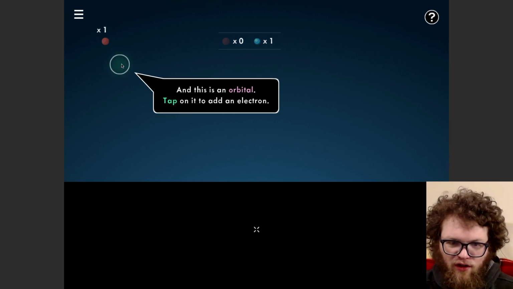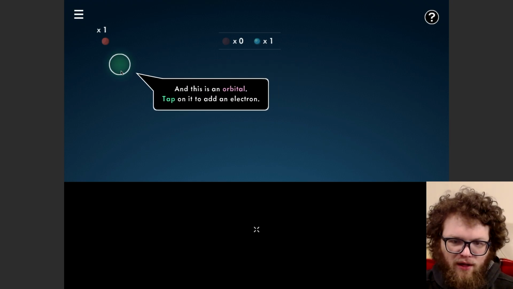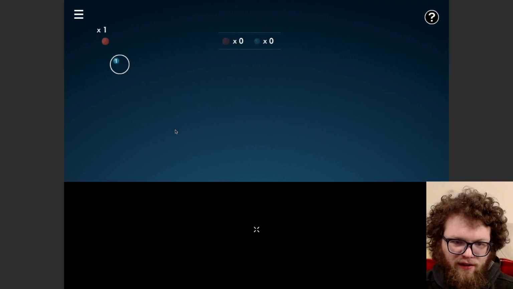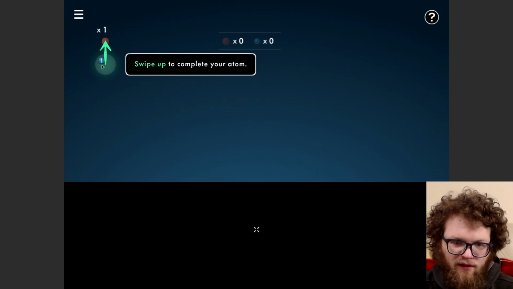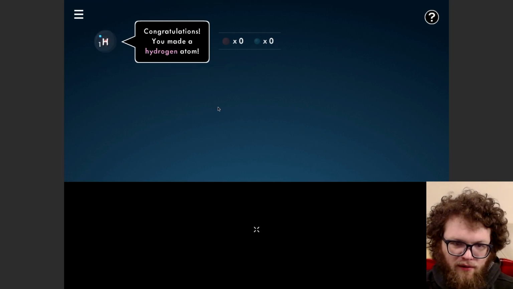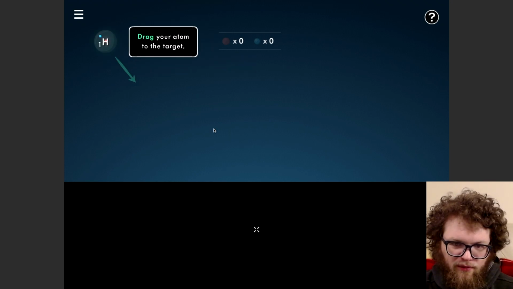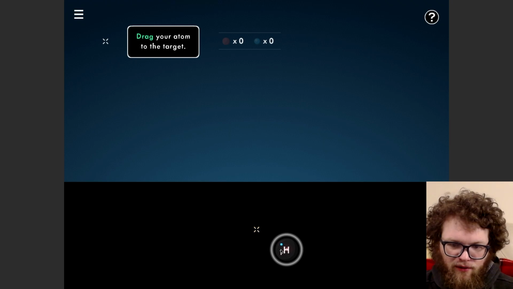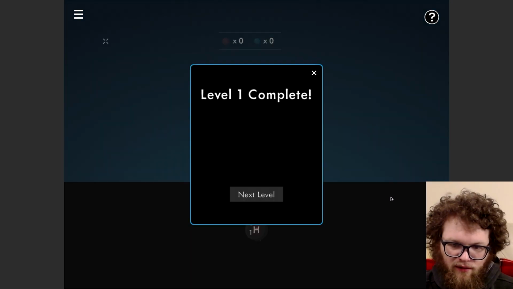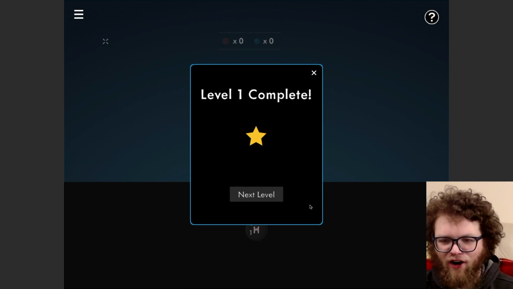Great. This is an electron. This is an orbital. Tap on it and add an electron. Hey, there we go. Now we swipe left. And so we swipe up. Hey, we made a hydrogen atom. Drag it down. Hey! Easy. It gets harder from there.